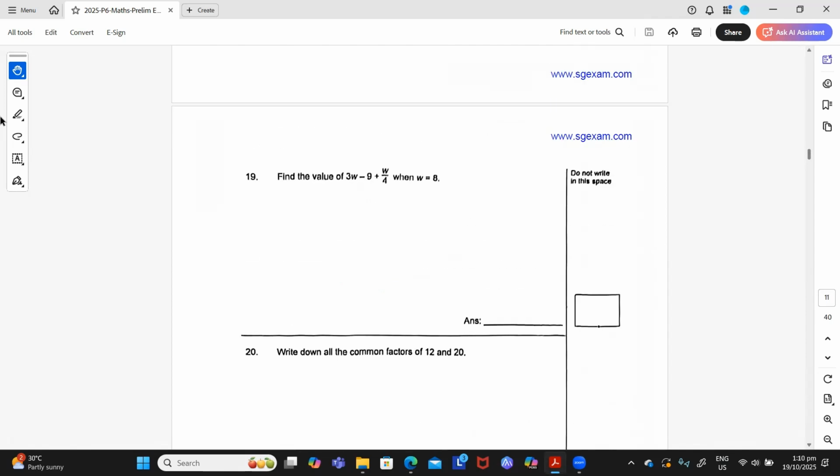Okay, question 19. Find the value of the following when W equals 8. So you want to change every number first. So 3W means 3 times 8, which is 24. W/4 means 8/4, which is 2. So you replace, this is actually 24 minus 9 plus 2. Okay, so 24 minus 9 is 15. 15 plus 2 is 17.